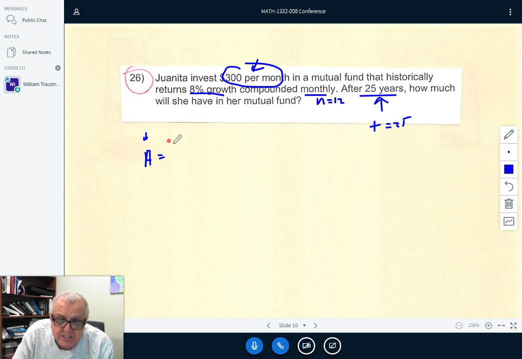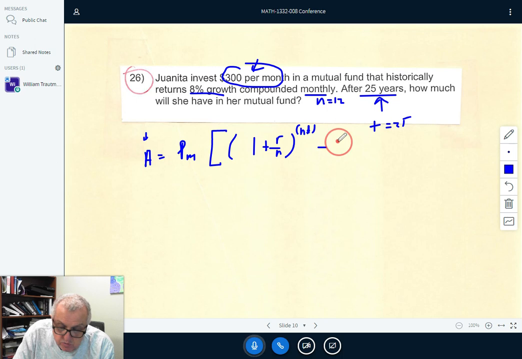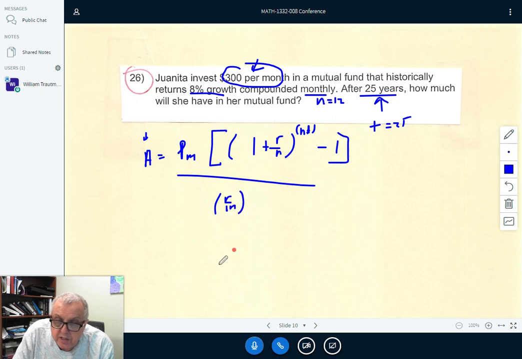Once again, A is the future value, how much it is. The formula is payments. Use your formula sheet. 1 plus r over n, to the power nt, minus 1, all divided by r over n. Okay, so let's put that in. Our payments are $300.